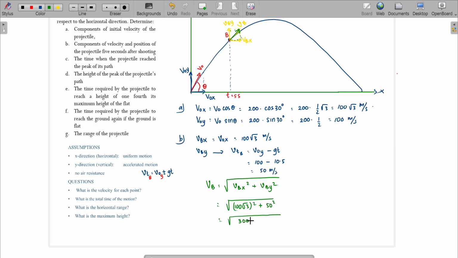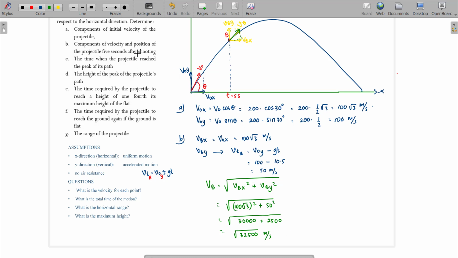100 two times. Okay, so 2500. The result is root of 32500 meter per second. You can write until here, that's okay, or you can simplify it more, that's okay as well. Okay, so this is the result.